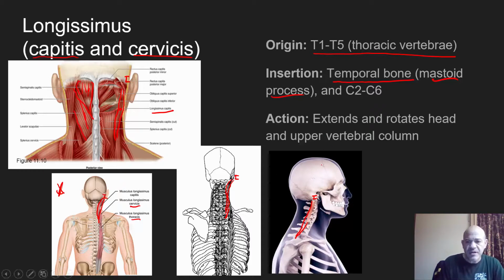And this muscle, if it contracts together with the right and the left, can help extend the head. And if it contracts individually, then it can help rotate the head. So if the right longissimus capitis contracts, that would create a rightward rotation. Now, if both contract, that can also help with extension of the head, where you pull your head backward. Okay.